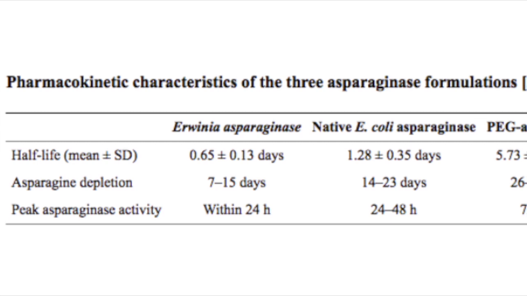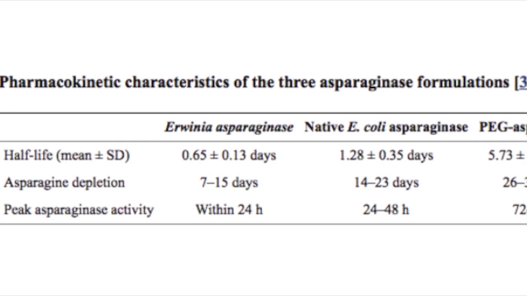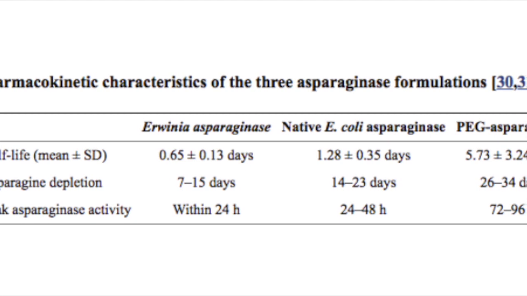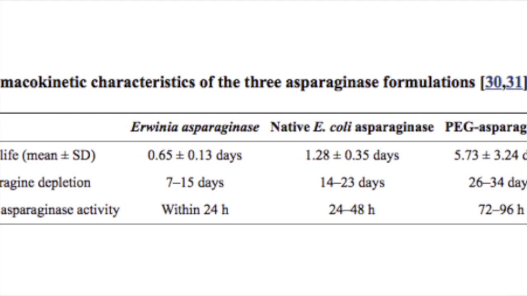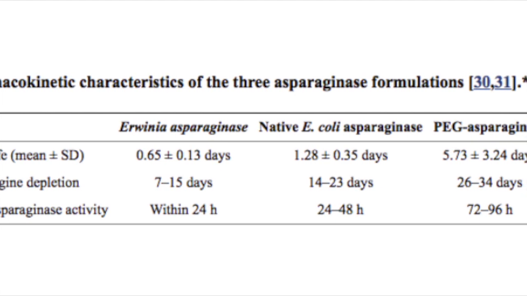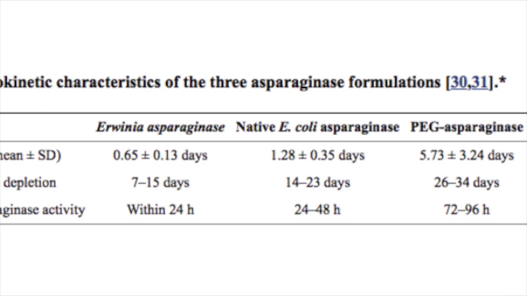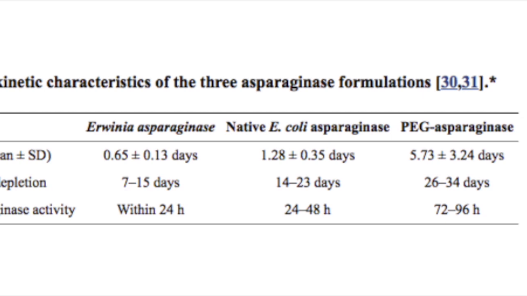Here is a table of pharmacokinetic characteristics of 3 asparaginase formulations. As you can see, PEG asparaginase has the longest half-life, depletion, and peak activity, followed by E. coli and then Erwinia formulations.